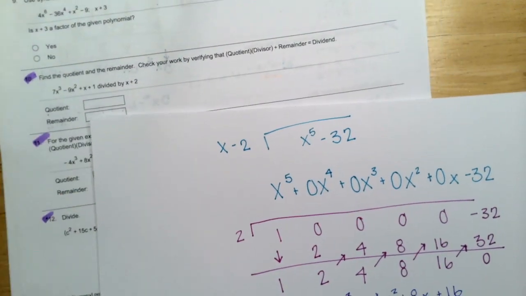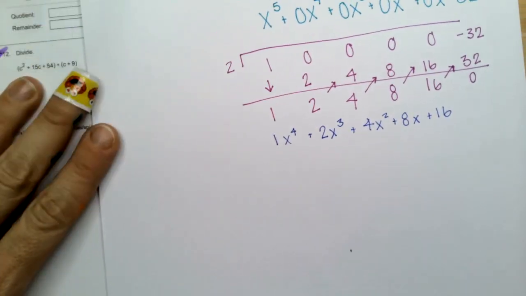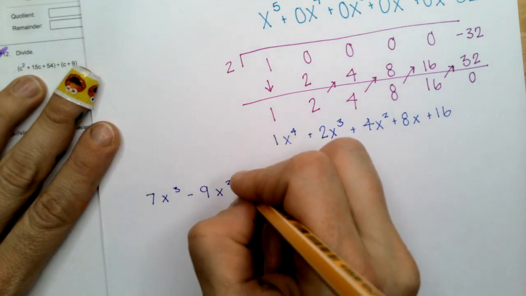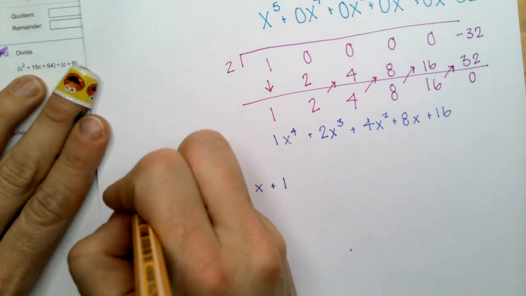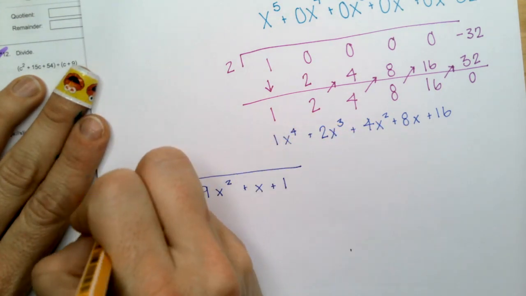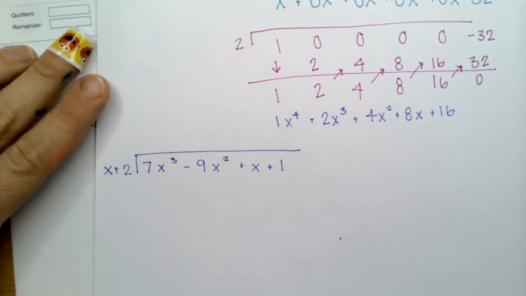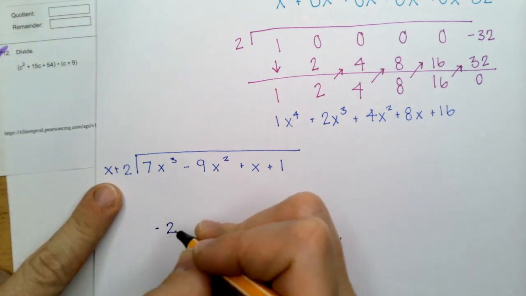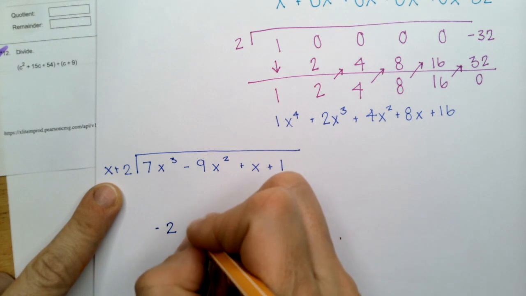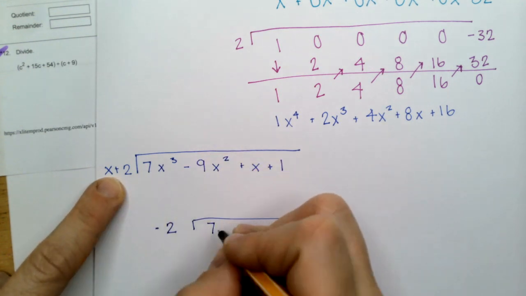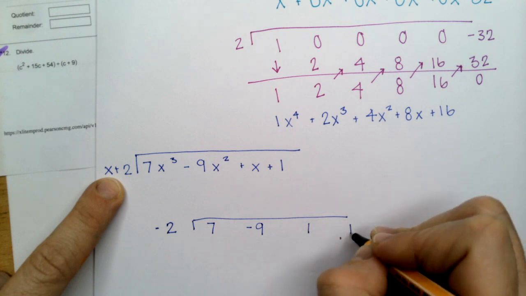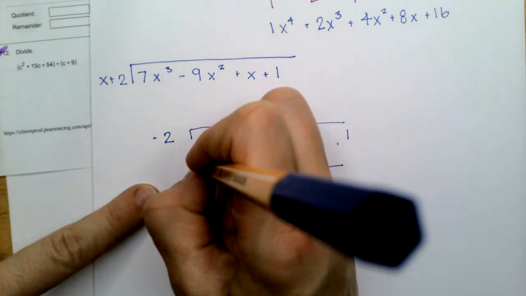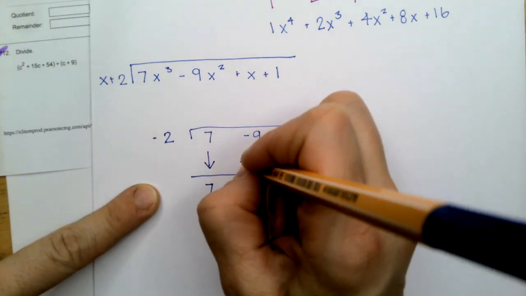Number 10. We have 7x to the third minus 9x squared plus x plus 1, and we're dividing it by x plus 2. That's different. So because this is now a positive 2, our little divisor is going to be a negative 2. 3, 2, 1, 0. Here we have 7, negative 9, 1, and 1, right? Okay. 7 comes straight down as 7. 7 times a negative 2 is a negative 14.